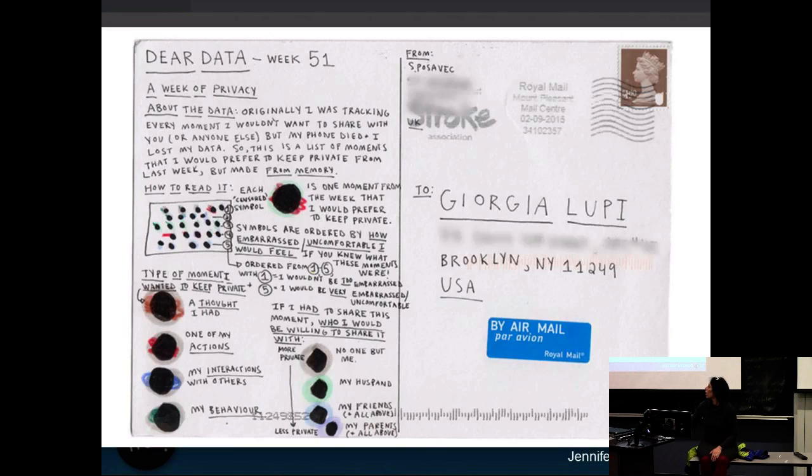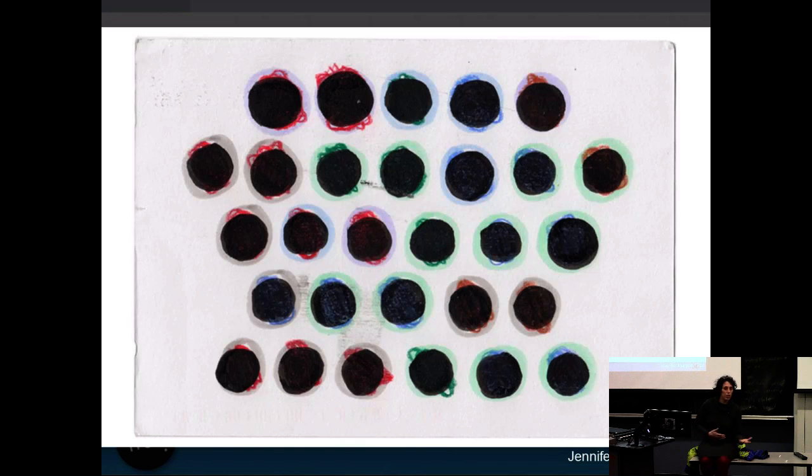So this person is also visualizing the same data. So these are moments she wants to keep private, and the color shows what type of moment it was, a thought, an action, and so on. And depending on the size of the radius around it, it's like how willing would she be to share it if she had to. And they're ordered by how embarrassed she is. So they came up with similar ideas.